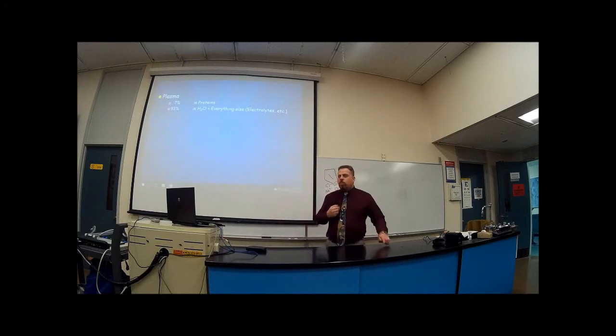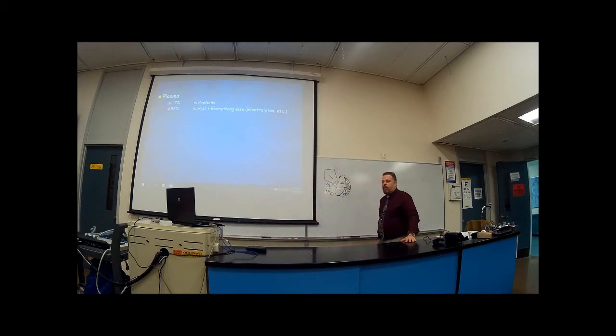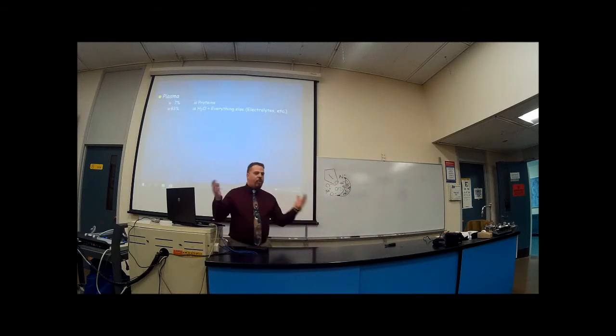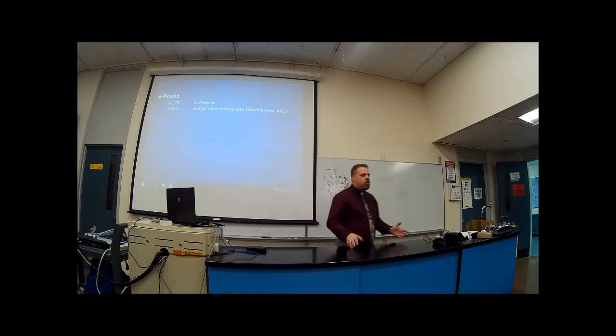Now, plasma is 7% proteins. We've learned that, now I'm giving you a number. We know that proteins are in the plasma, but 7% makes it up. That means that 93% of it is water and everything else, all the other electrolytes. Does that make sense? Just simple math on it. 7% is proteins, 93% is everything else.